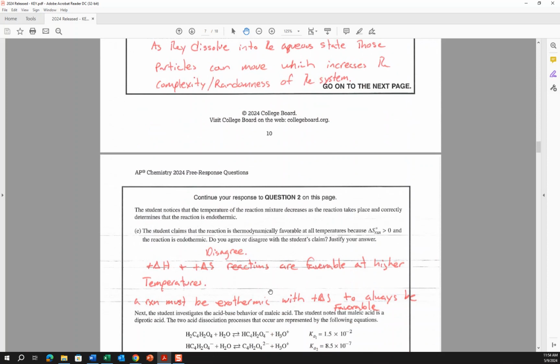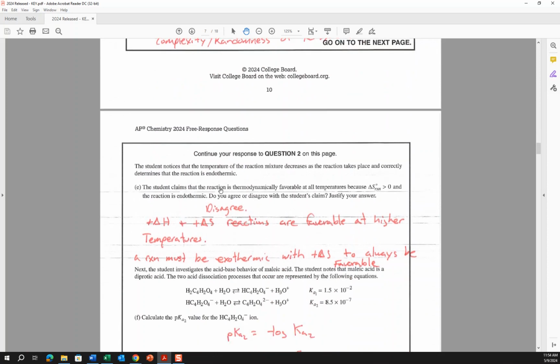All right. If we go to part E, the student claims that the reaction is thermodynamically favorable at all temperatures because delta S is positive and the reaction is endothermic. So remember, endothermic means positive delta H. Do you agree or disagree?